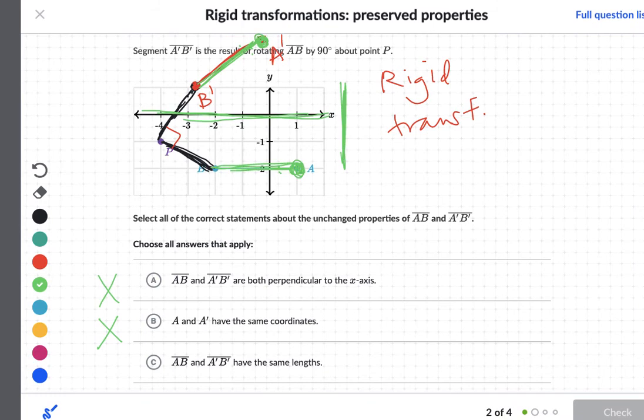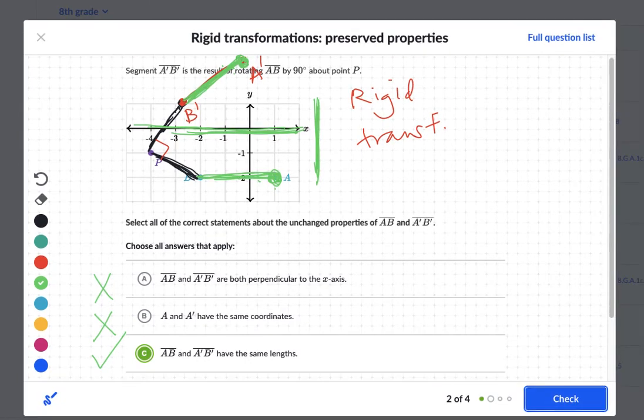AB and A prime B prime have the same lengths. That one, yes, because they have the same side lengths. But they're not going to have the same location at the end because we moved the location. And then the perpendicular stuff, probably not because your orientation has changed. One was going left to right, the other one's going kind of diagonally. It's not perpendicular, the opposite direction as the x-axis. Neither one of them is going straight up and down. So it seems like C is the only answer there.